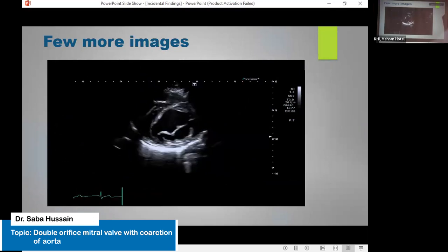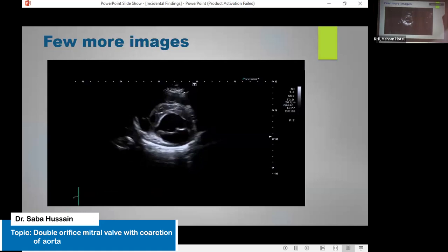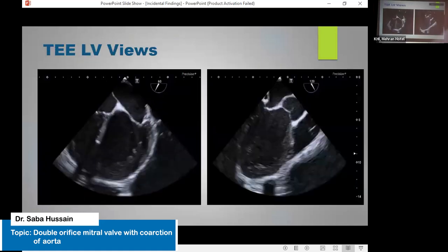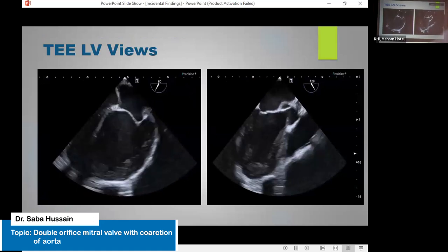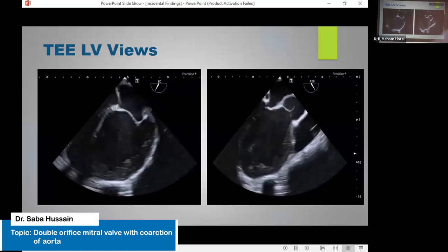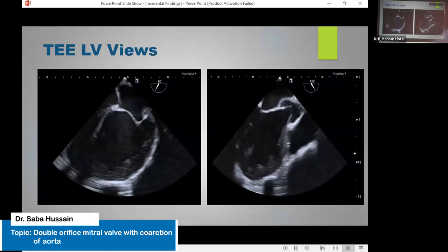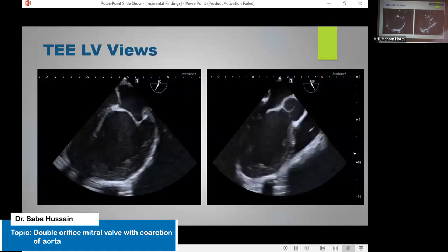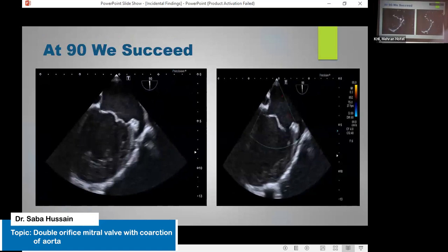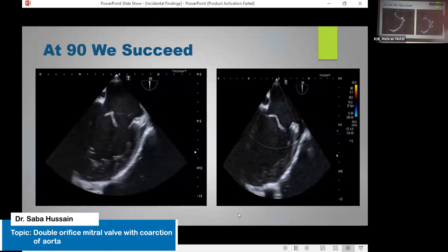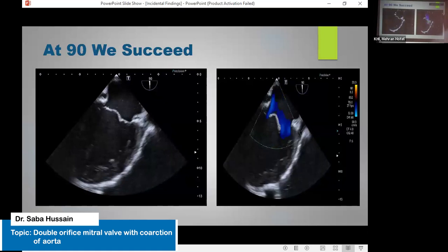We are not very expert in doing congenitals, so we sent the patient for further confirmation with a transesophageal echocardiogram. The initial views of the LV in the transesophageal echocardiogram are like this. So what do you say now? Still double orifice? We are not sure. The initial views are very like a normal mitral valve. Then we started taking more and more views, and when we took 90 degrees, this was again looking like a double orifice of the mitral valve with no significant mitral regurgitation.